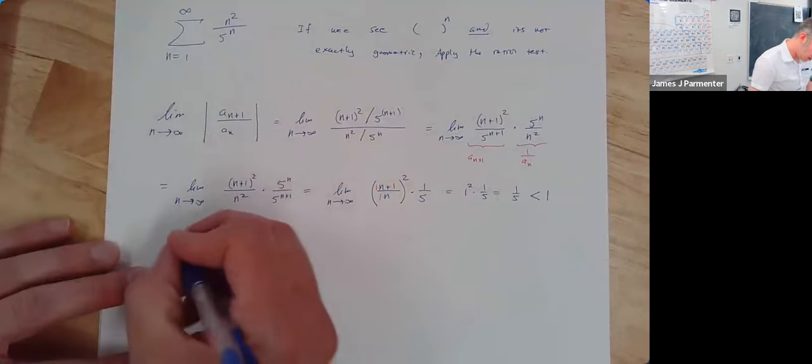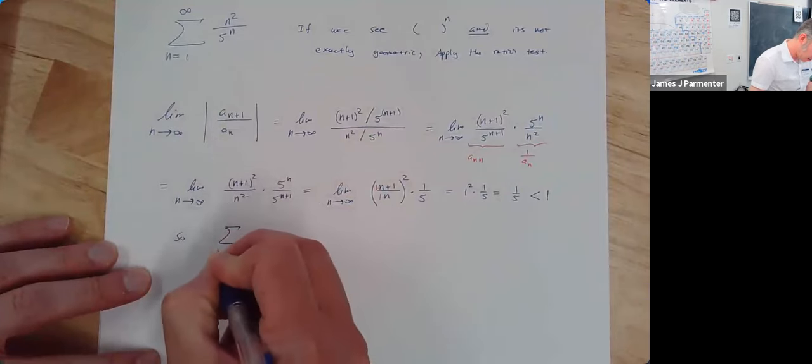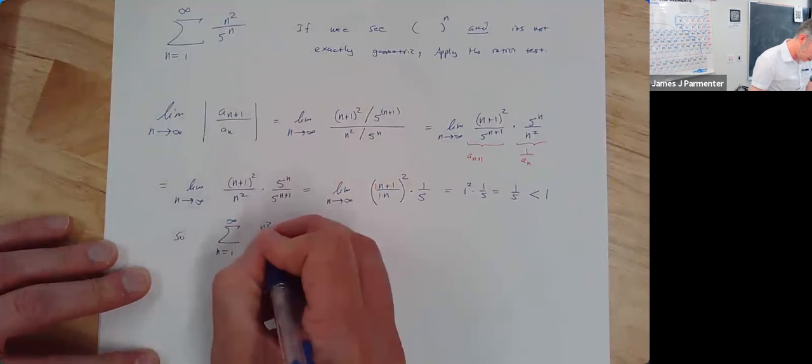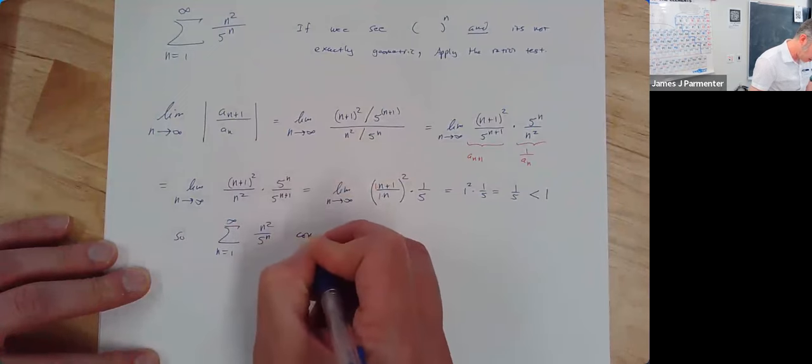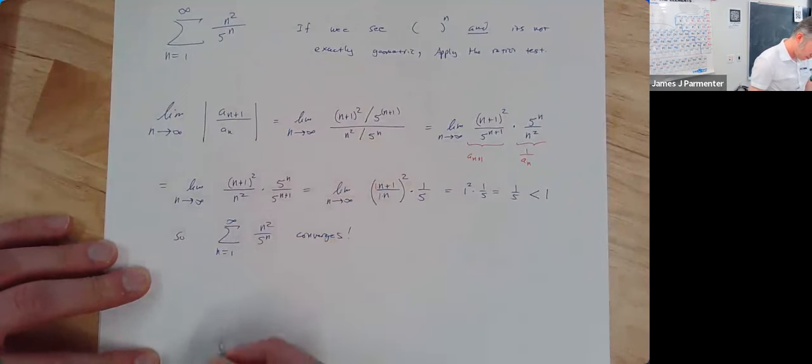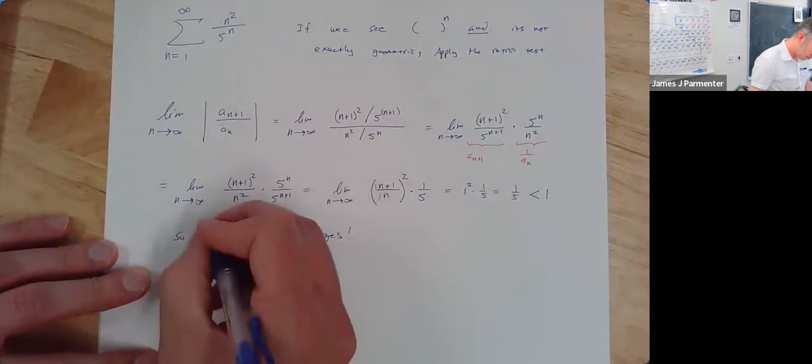So we can say that the sum from n equals 1 to infinity of n squared over 5 to the n converges. Sorry, remind me of your name. Justin. What's up, Justin?